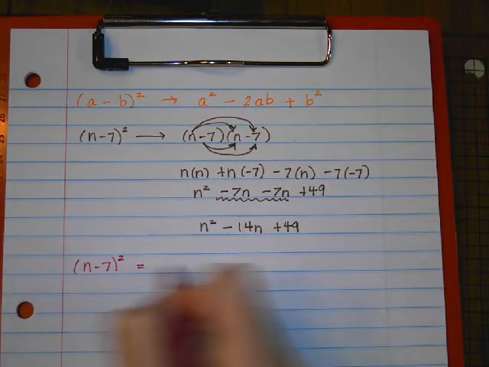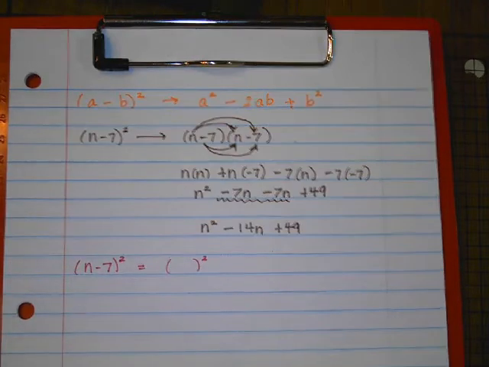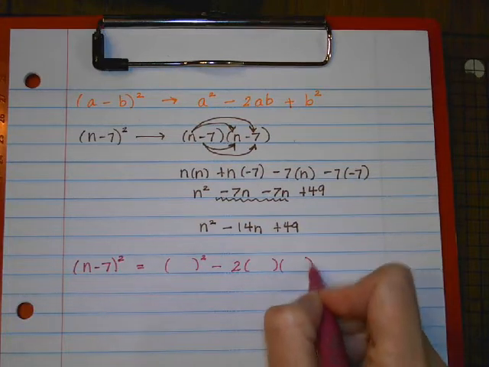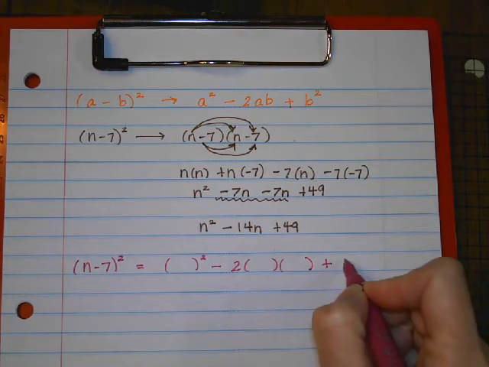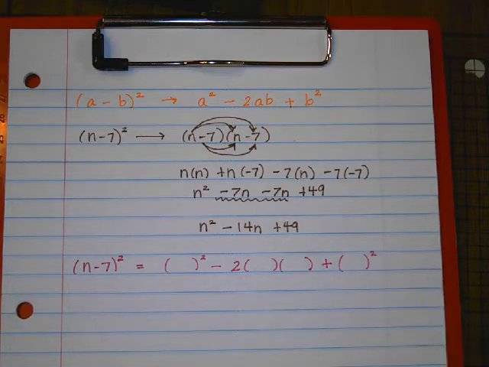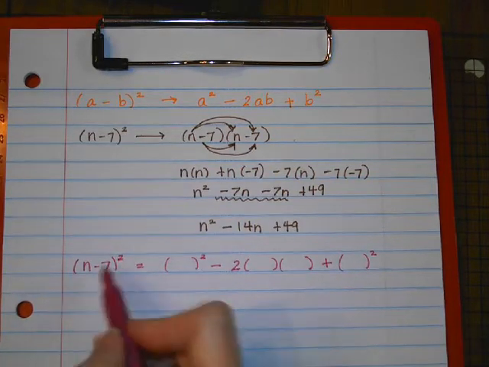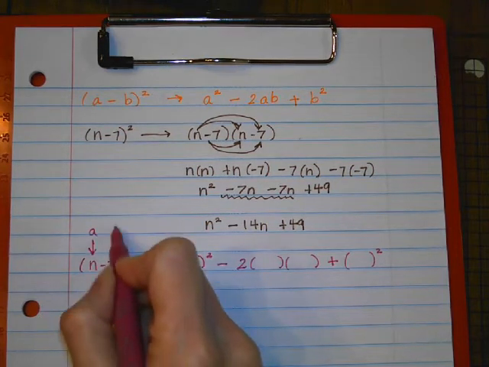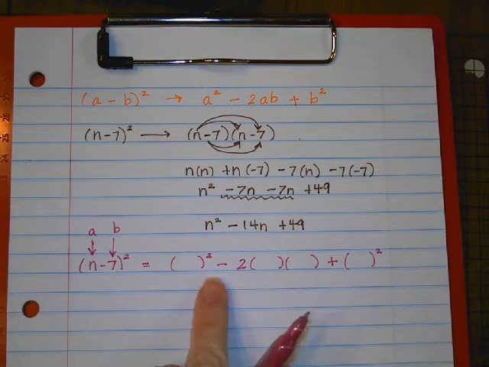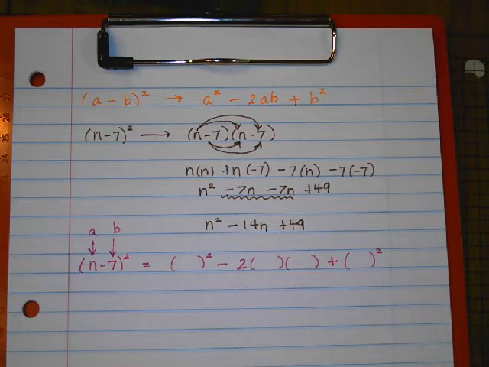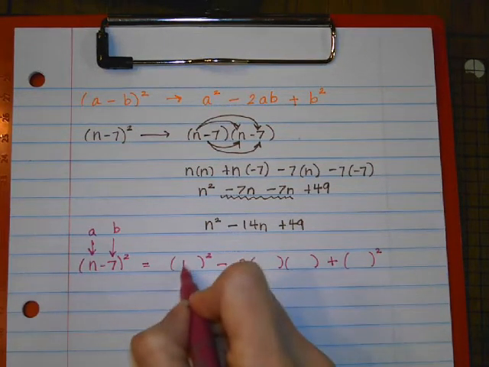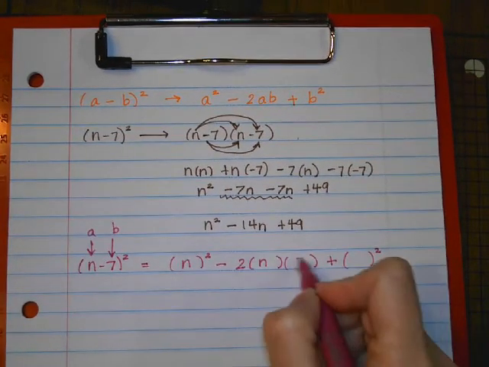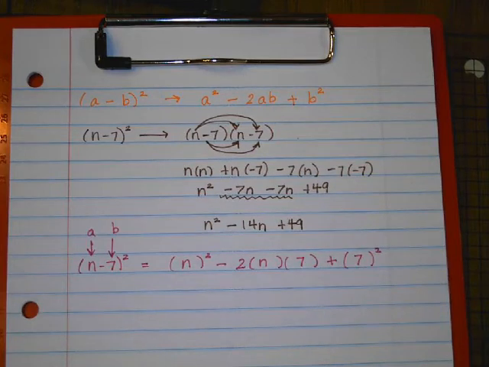For our rule, we take our a value and square it, minus 2 times the a value times the b value, plus the b value squared. We don't have to worry about the sign. All we have to worry about is n being a and 7 being b. The signs will be minus then plus. So we put n where the a values go and 7 where the b value goes.